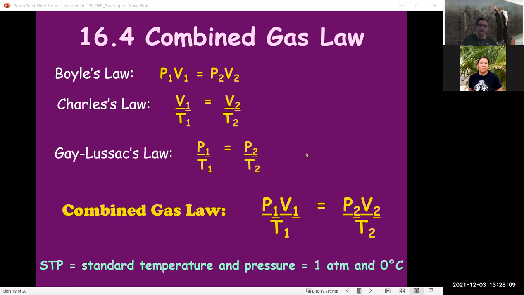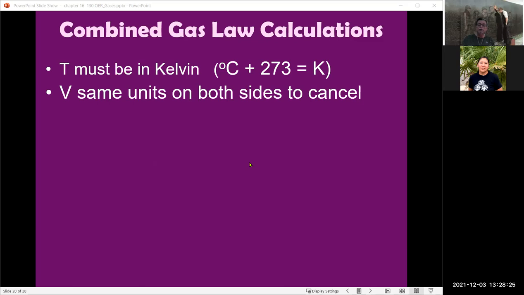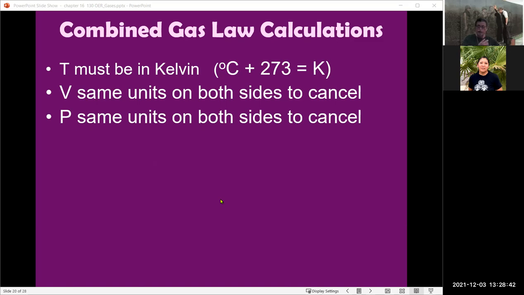All right. And so, for example, we can do gas law calculations. Now, the thing you have to remember is that, one, temperature for all of these calculations must be in Kelvin. Okay, the volume has to be in the same units on both sides. Whatever volume units you're using, liters, milliliters, whatever, you're welcome to use any of them as long as both sides of the equation are the same, because you're going to cancel. Pressure units have to be the same on both sides, okay? So they can cancel out accordingly.